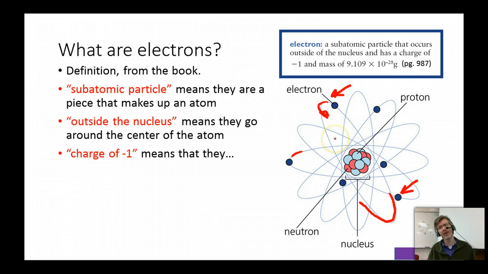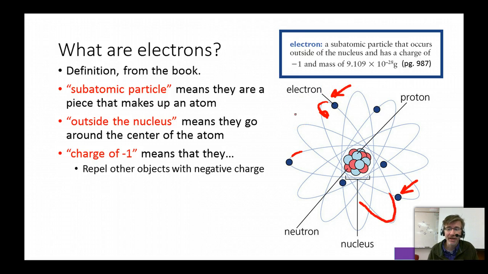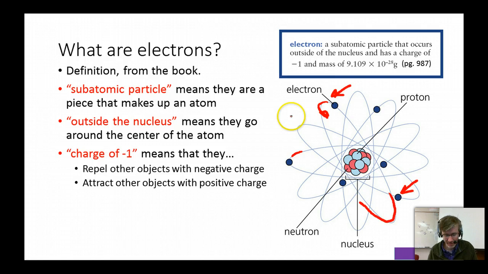Charge of -1 in the definition. Here's what that means. A negative charge on an electron means it repels. That means it pushes away from other objects with negative charges. Or if something has a positive charge, like a proton, it attracts. So that's what charge means.